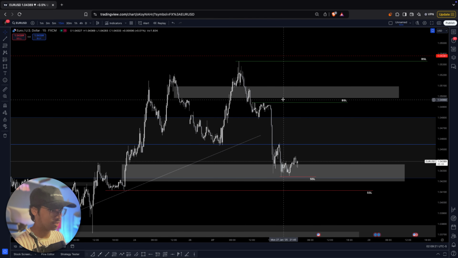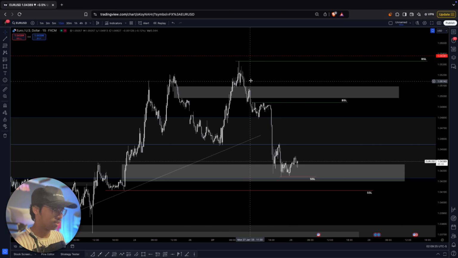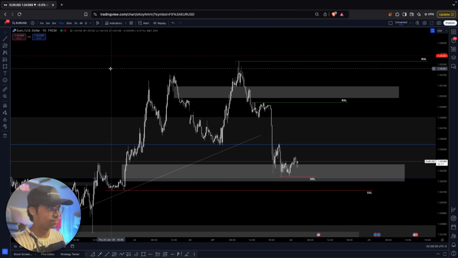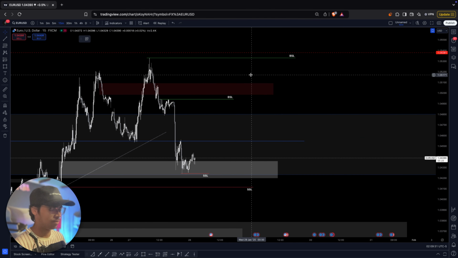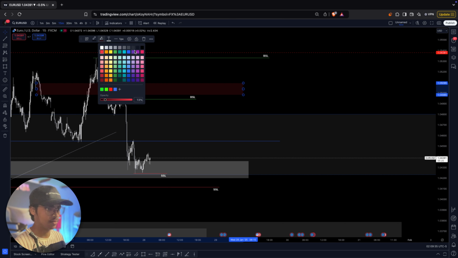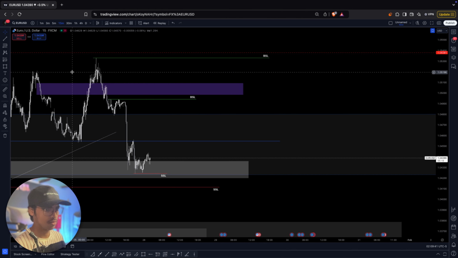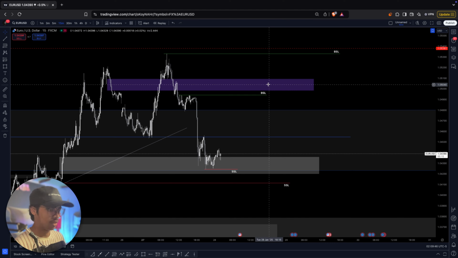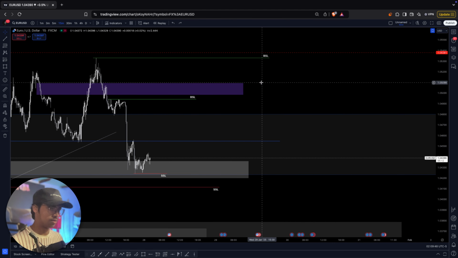So if the price reaches back, we have a fair value gap created, and the fair value gap has been inverted, and now this is an inverted fair value gap. Because we have an inverted fair value gap, I think I should use a different color for it. Maybe like this is okay. Yeah, so now this is an inverted fair value gap.